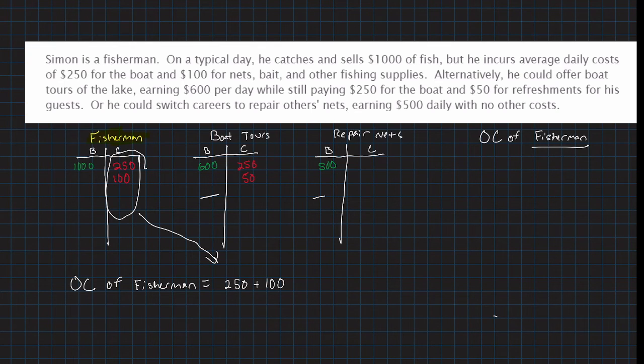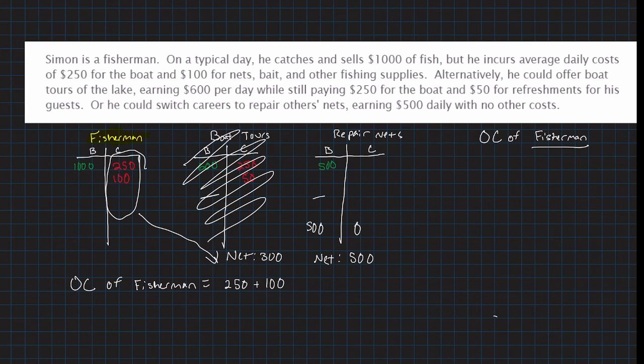So the net benefit, because the total benefit on the repair net side is $500 and the cost is $0, his net benefit is $500. And over here, because the cost is $300 and the benefit is $600, his net is $300. Okay? So which net benefit is greater? The repair nets. So as such, we can just totally get rid of this. You can just ignore it. It's done. So the repair nets is now all we're looking at because that is the best option he's giving up.